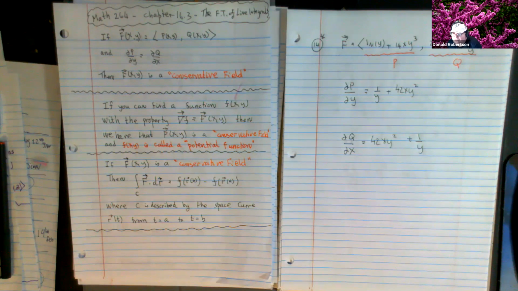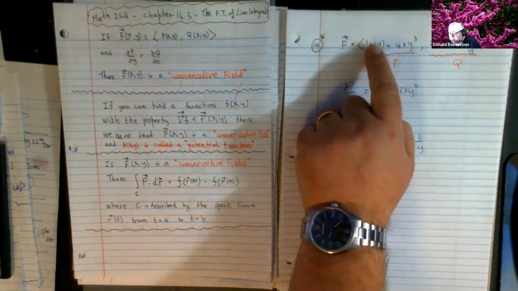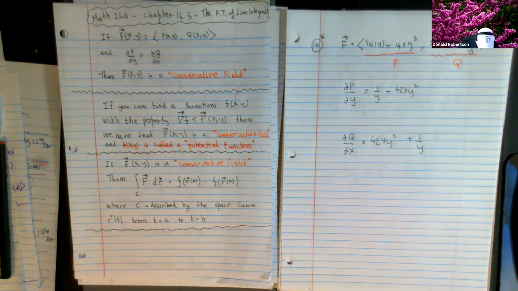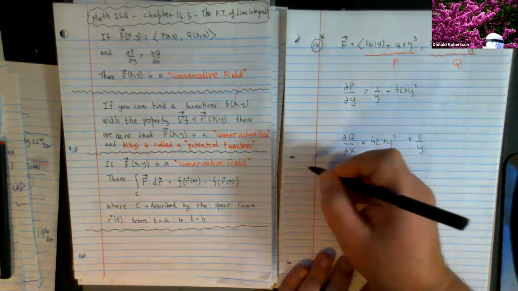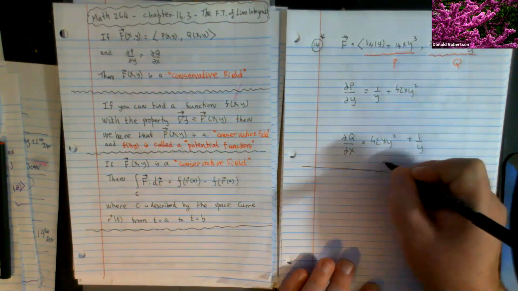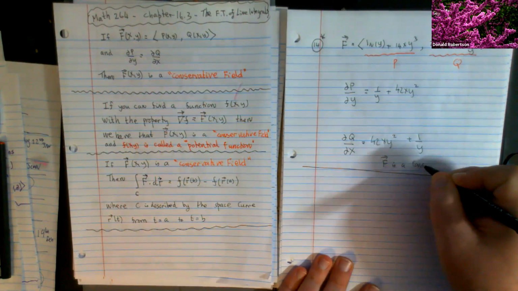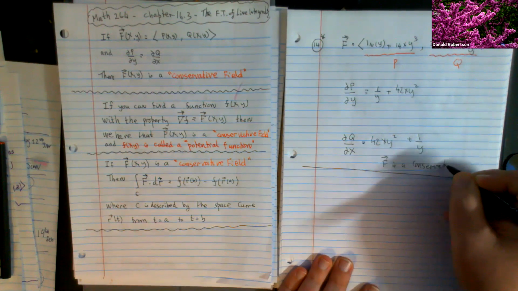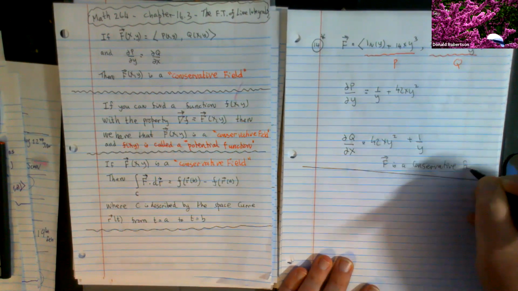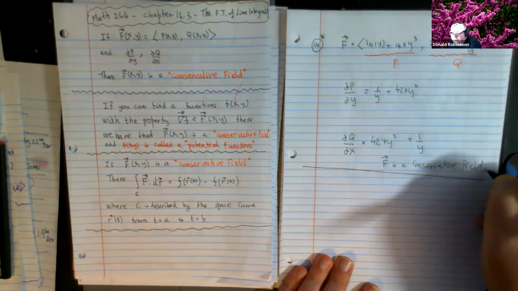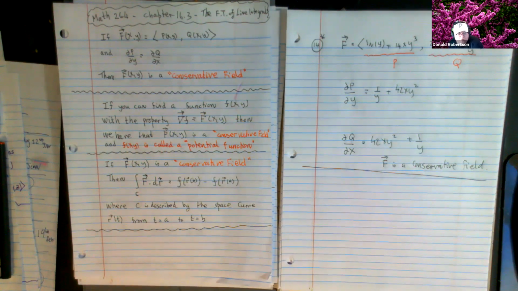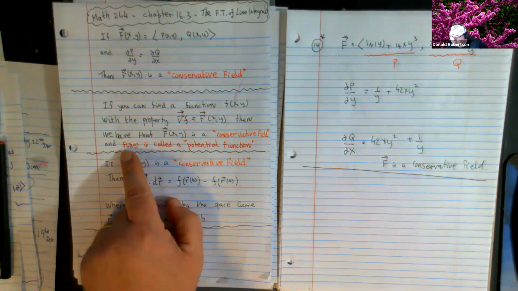My gut feeling was saying I don't think it's going to work because that log was bothering me, but evidently it does work. Well, now that I know that it is, F is a conservative field, let's go hunting for what is called the potential function, the little f of x, y.